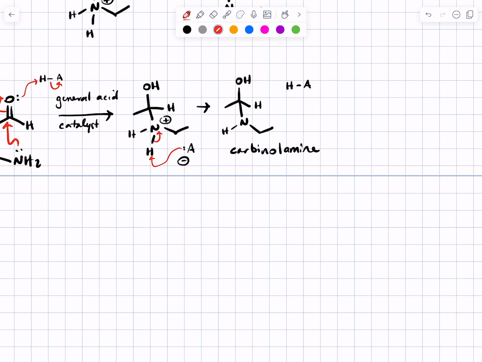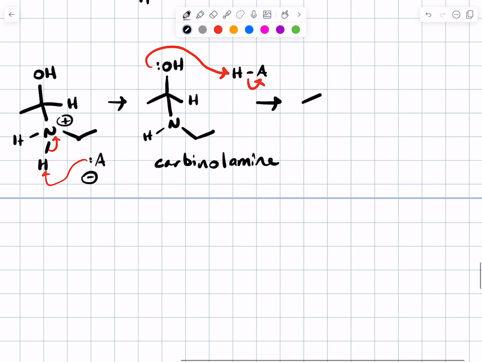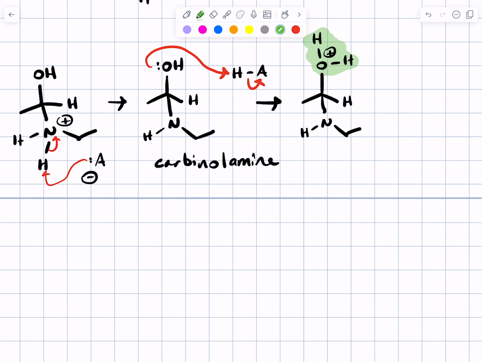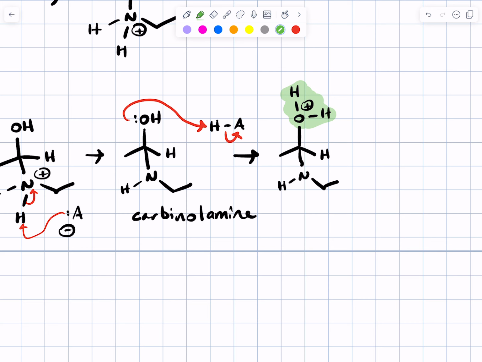But the reaction isn't done, because the oxygen can get protonated by the acid. And what that does is it turns the OH into something that is now a good leaving group. Green is for go. Okay? And now we can do something similar to what we saw in chapter 13. We have a good leaving group.